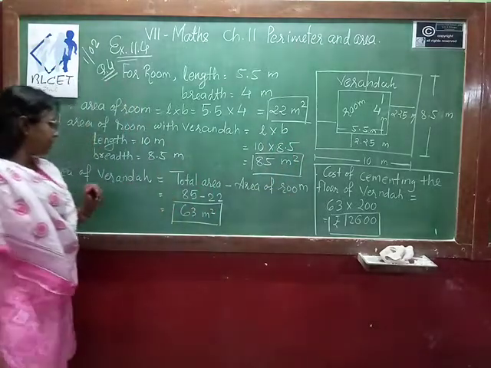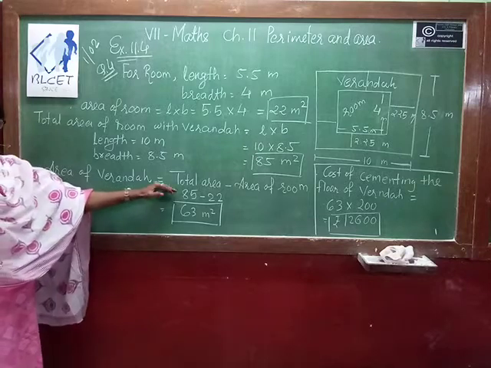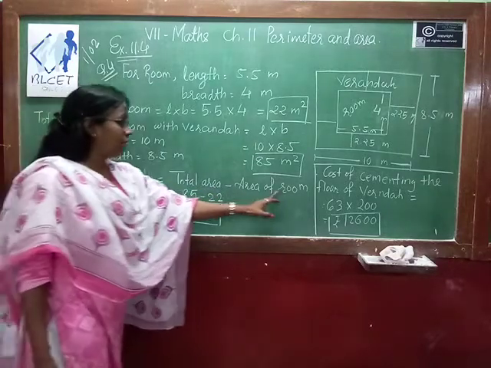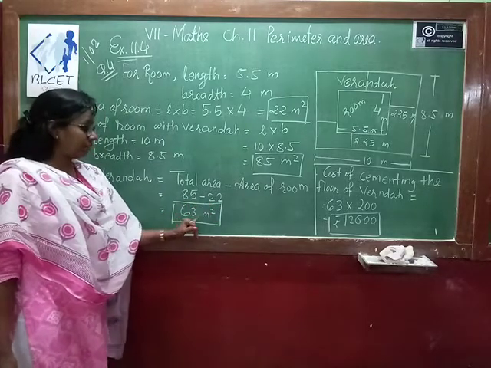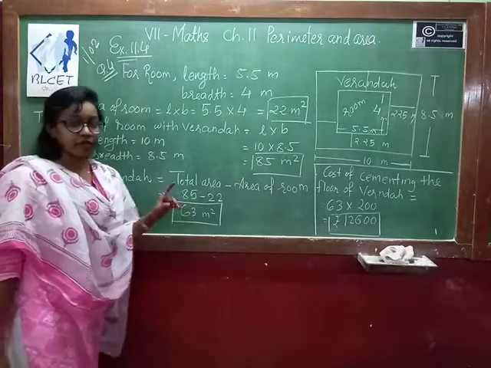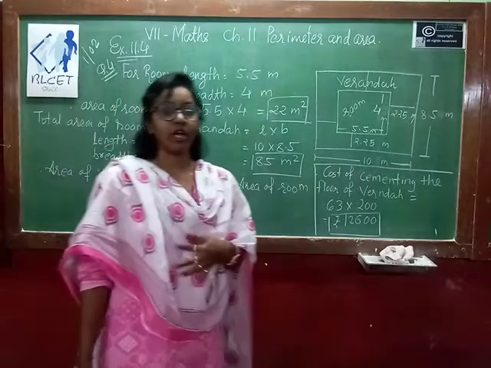Now we take the difference, so area of veranda is equal to what? Total area minus area of room. That is 85 minus 22. You will get 63 meter square. This is the answer of first question, that we have to find the area of veranda.